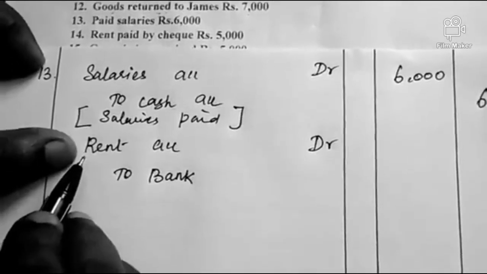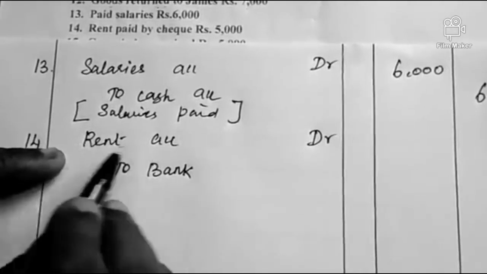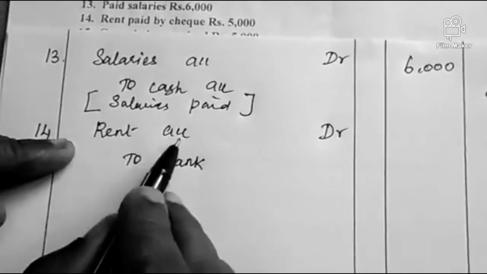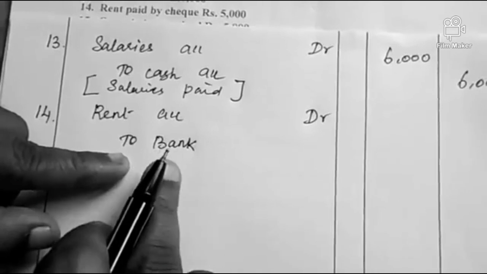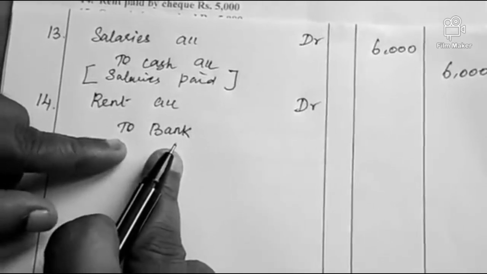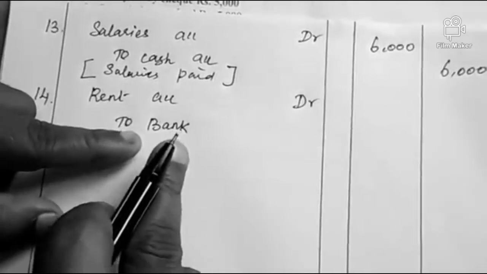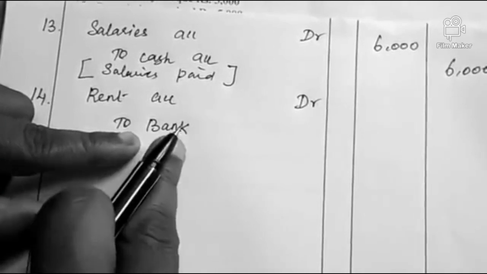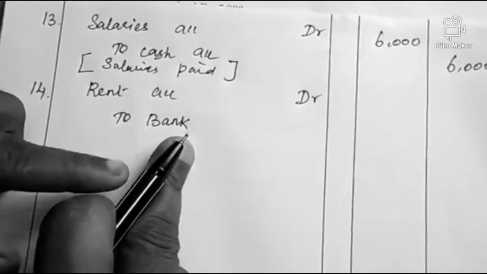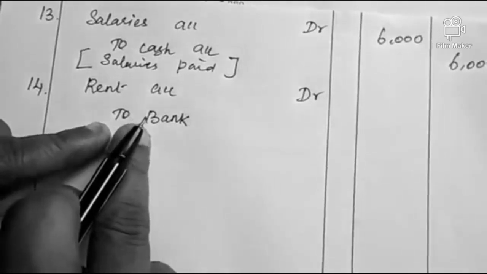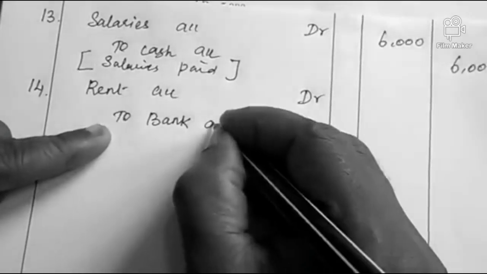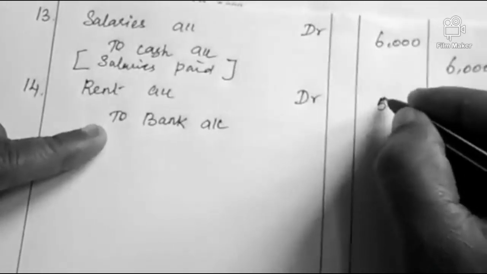Rent is an expense, no? Nominal account rule is debit all expense. So rent is an expense, no? So debit side. Bank. Bank is an artificial person. So personal account rule is debit the receiver, credit the giver. On behalf of the company, banker making payment to the landlord. So rent account debit to bank. Banker is a giver according to this transaction. How much? 5,000.